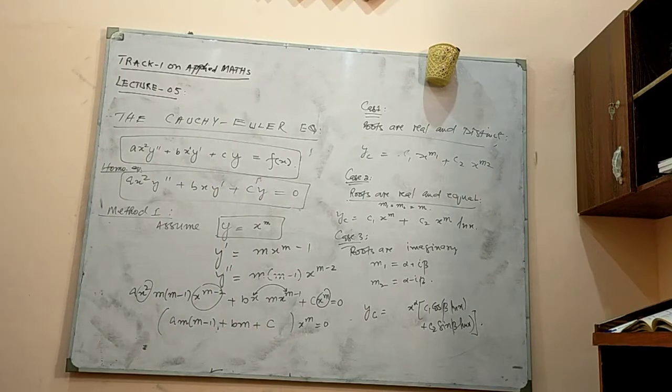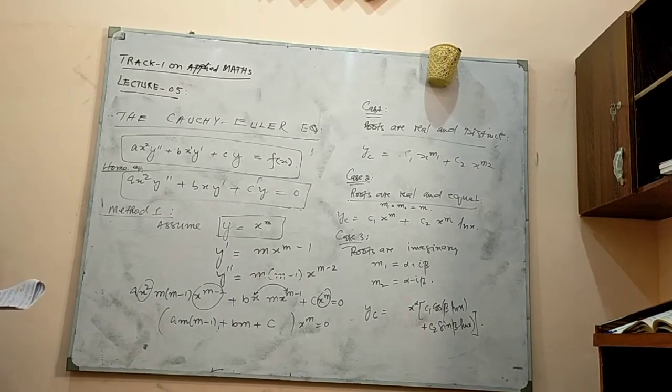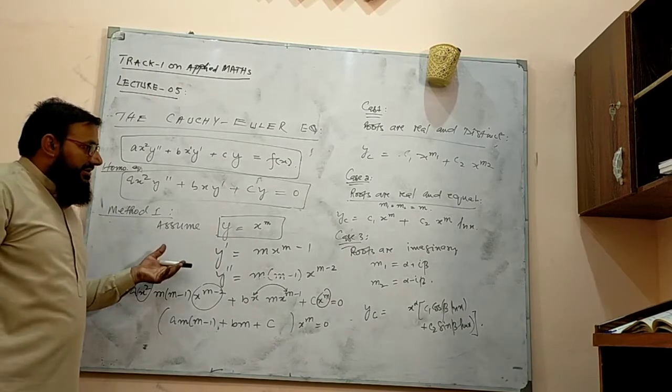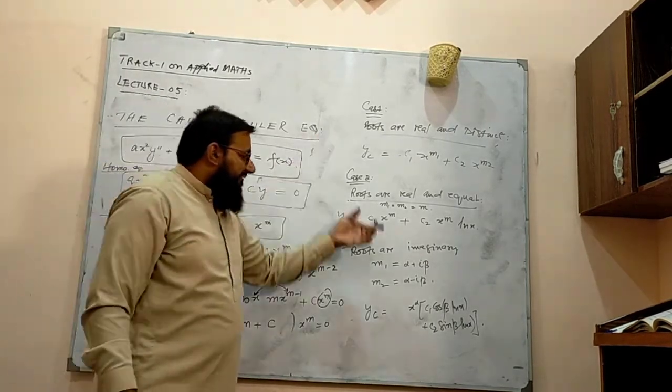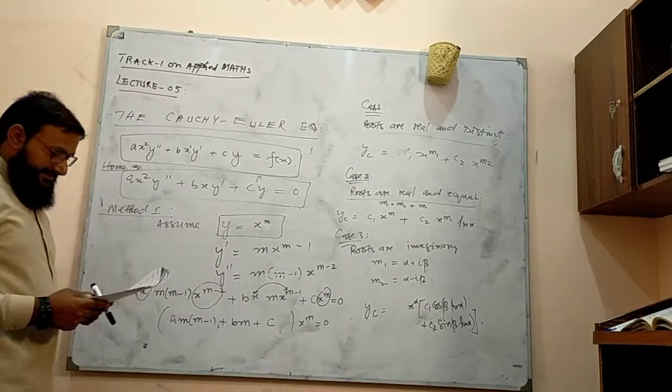So these are different ways. The first method to solve Cauchy Euler equation of second order, and these are the different three cases for the roots.